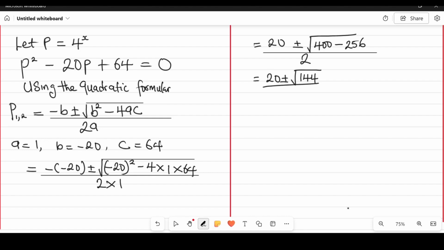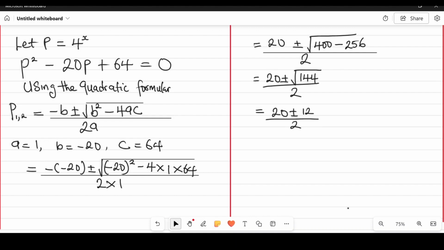144 divided by 2. So we know that 144 is a perfect square. Therefore, 12 times 12 gives us 144. So the root of 144 is equal to 12. So we have 20 plus or minus 12 divided by 2.